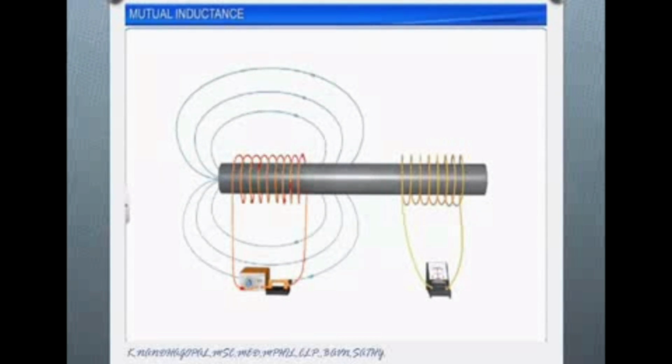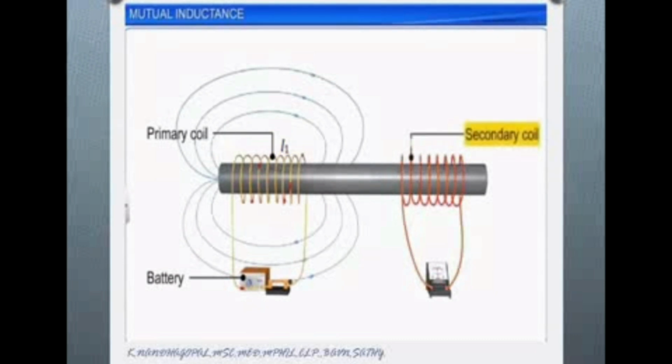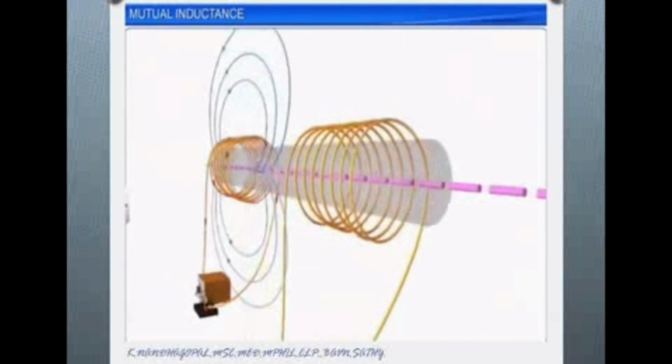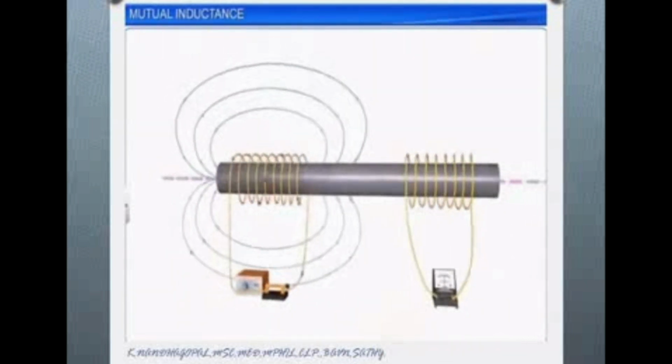Now between the two coils, a material is placed that increases the magnetic flux. It is placed in the axis of the coil. Current I1 is flowing through that coil, and magnetic flux is produced in the primary coil. Now the secondary coil is moved towards the primary coil. You can see that the secondary coil is moved towards the primary coil. It is also placed in the axis of the coil.